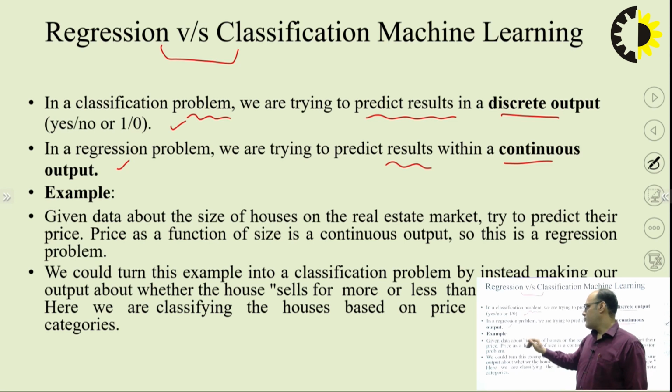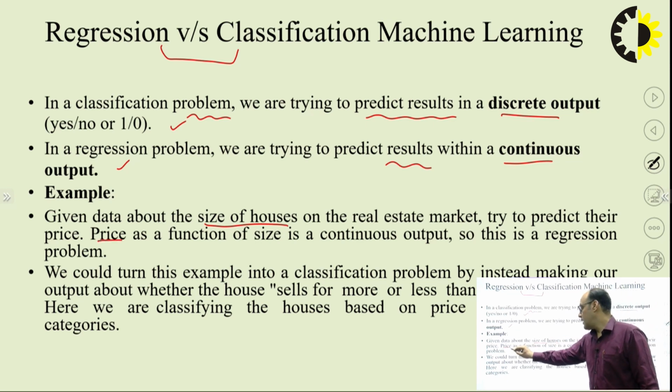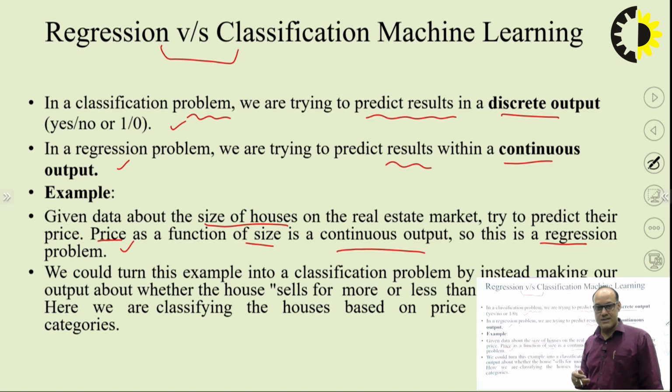So I will show you with the help of an example what is regression and what is classification. For example, if data is given about the size of houses in the real estate market, we are going to predict the price of the house. So price as a function of size is a continuous output. Price is a real value, real value output. So this can be classified as a regression problem.